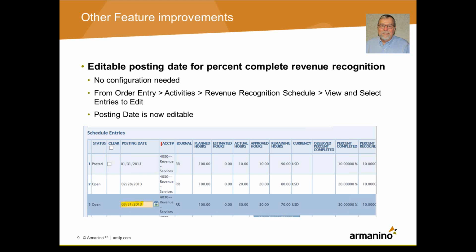So Intacct's now made available that feature to be editable. There's no configuration required. You would just run, from order entry, the activities, your revenue recognition schedule, and you would view and select those entries to edit, bring that up, and then in that entry, when you turn on the edit, the posting date is now a field that is editable, and you can go in and change that posting date to a different field.